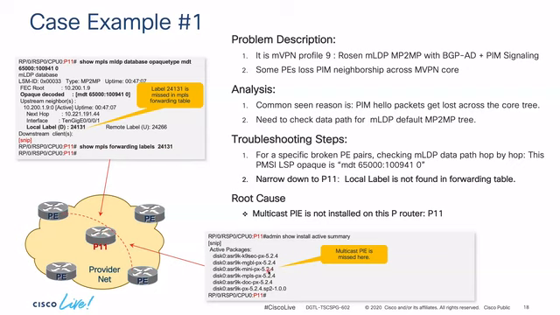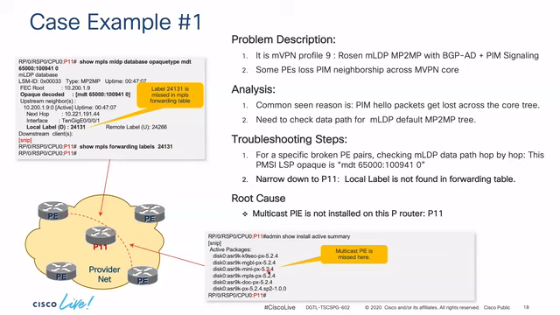But anyway, the key point is how to check the data path. After we check the data path hop by hop, we can narrow down to the culprit box, right? Now let's do the next case.